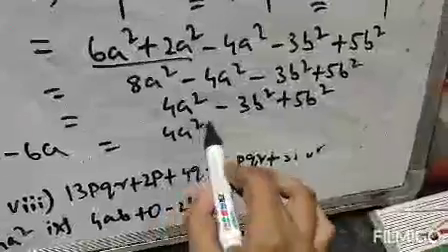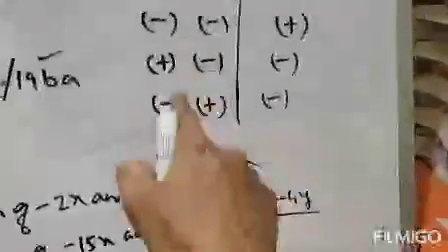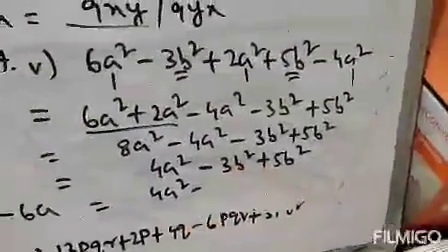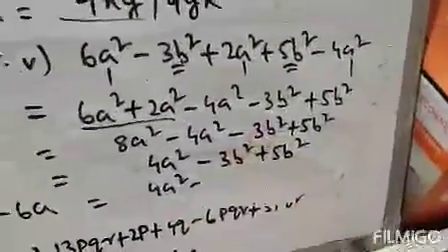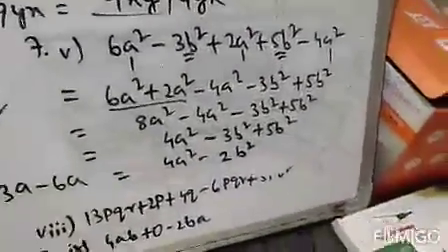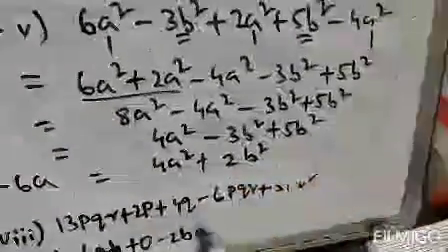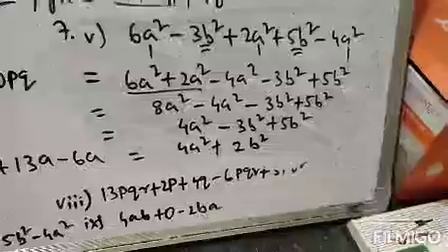Next, 4a² and then the b² terms. Now see here, one is a minus sign, one is a plus sign. If one is minus and one is plus, the resultant is minus. That means we will subtract 3 from 5. If we subtract 3 from 5, it is 2, so 2b². Now check the sign before the bigger number. Between 3 and 5, the bigger number is 5, and the sign before the bigger number is plus, so we will write plus. So 4a² plus 2b² is the answer.